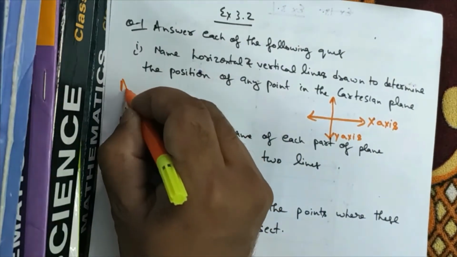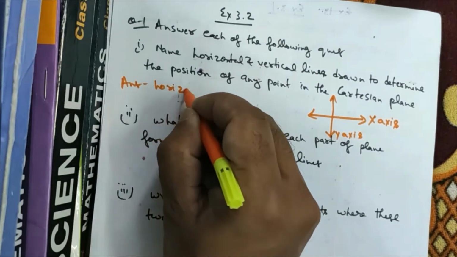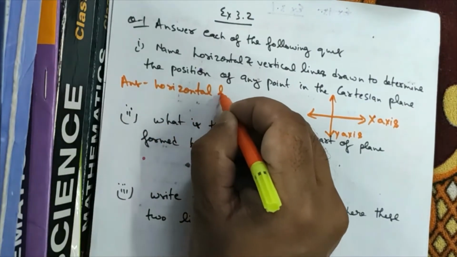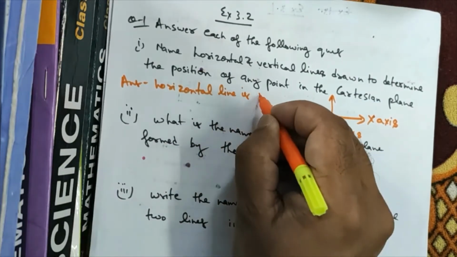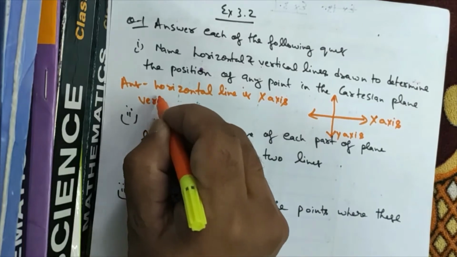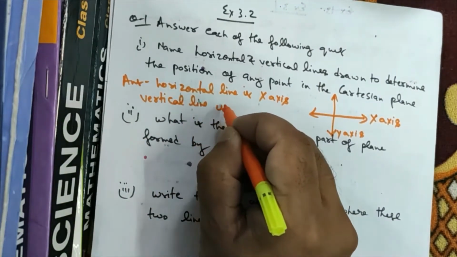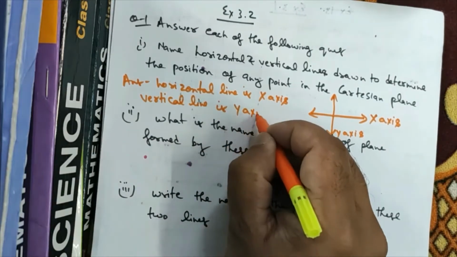So the answer: the horizontal line is the x-axis and the vertical line is the y-axis.